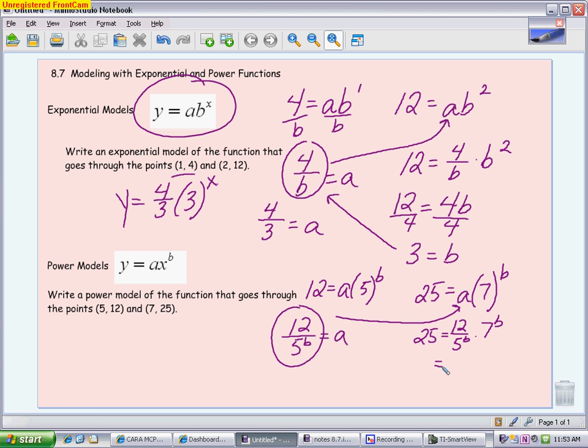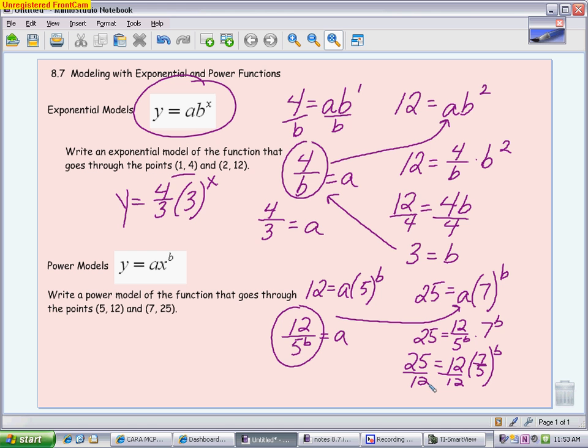What you want to do is take both pieces that are to the b power and write it as a single fraction. So you have 12 times 7/5 to the b. Since it was 7 to the b over 5 to the b, that is the same as saying this quantity 7/5 all to the b power. We're going to divide by 12.